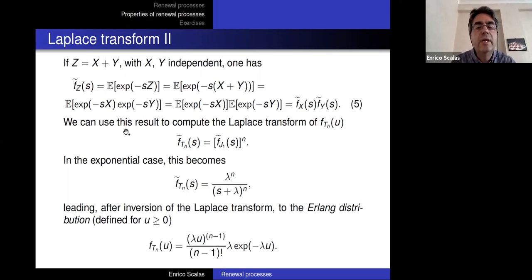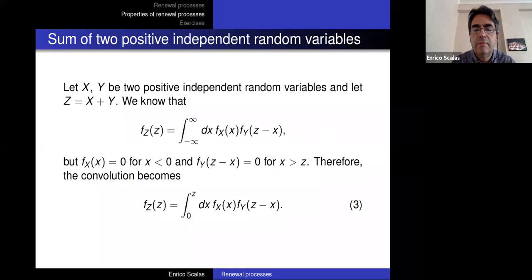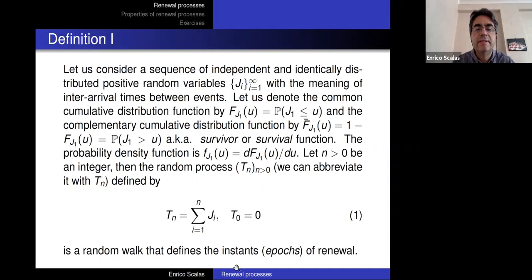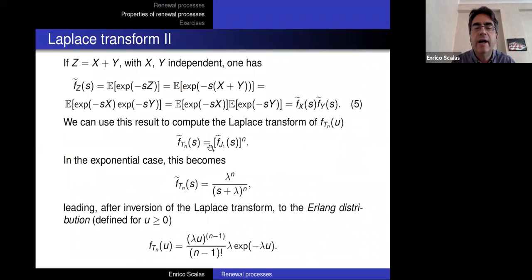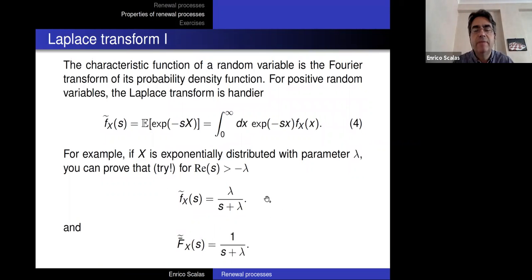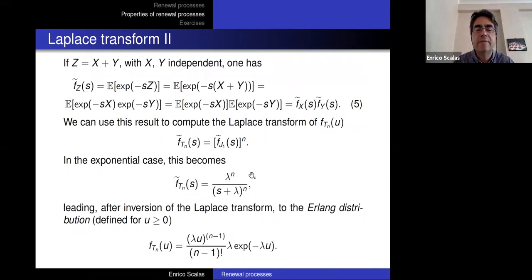And so very easily, we can use this result to compute the Laplace transform of the density of Tn. Remember, Tn is the sum of n independent and identically distributed random variables. Here it is. So, using this formula 5, you find immediately that, okay, let us apply this result of the Laplace transform of the exponential distribution to get this Laplace transform here, lambda to the power of n divided by s plus lambda to the power of n.